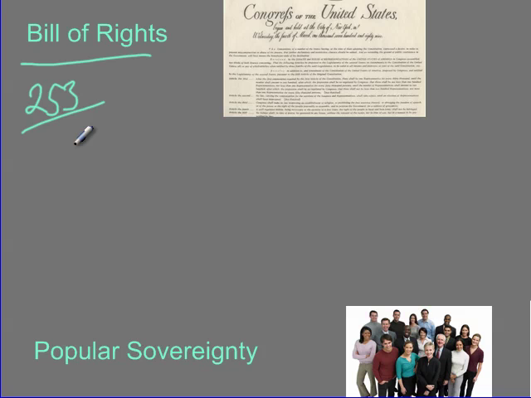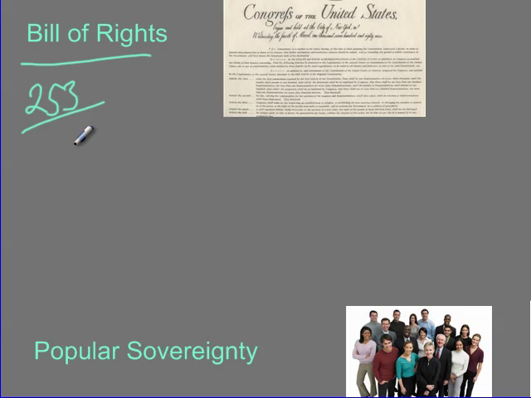What if the national government just decides they're going to take away all of our rights? Well, James Madison decides, okay, we'll write them so everybody's happy. So he sits down and he writes the first 10 amendments, and that's called the Bill of Rights. And we'll talk more about the specifics of those in just a little bit.